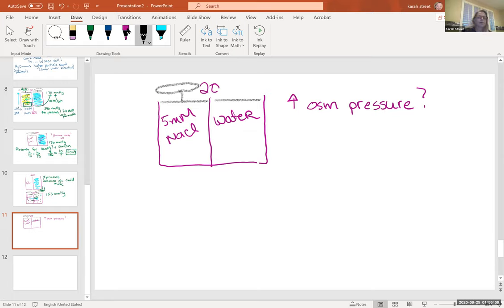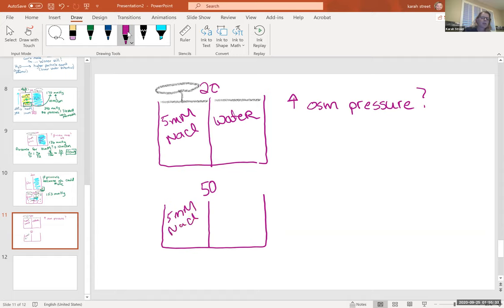All right, now answer this one. You have two beakers side by side separated by dialysis tubing with a molecular weight cutoff of 50. You have 5 millimolar sodium chloride on one side and 5 millimolar glucose on the other. Which side has the highest osmotic pressure? Now, before you answer, here's how you get to the right answer.